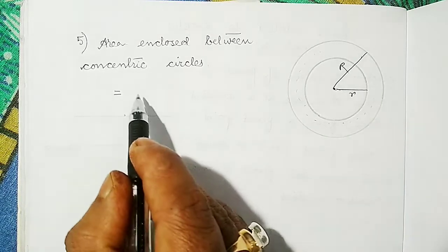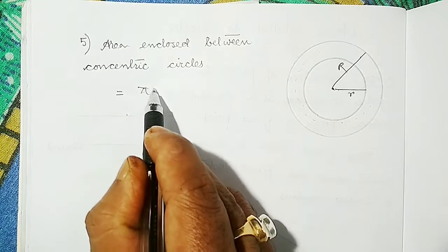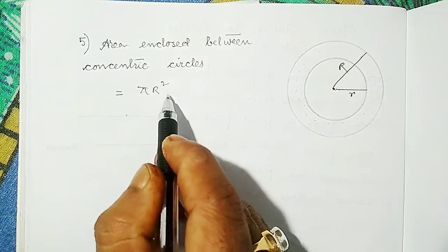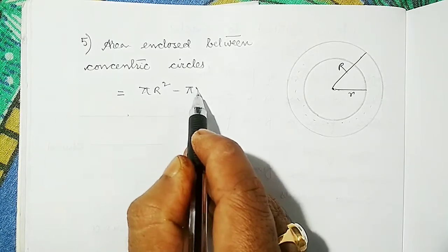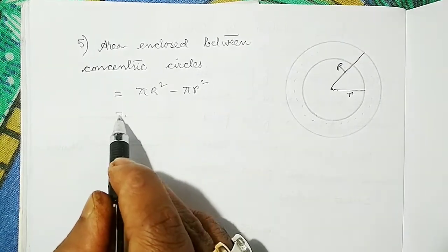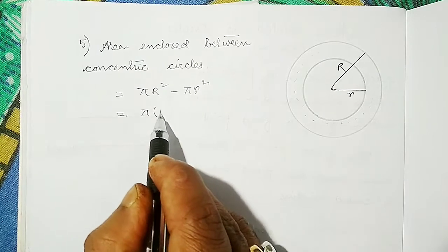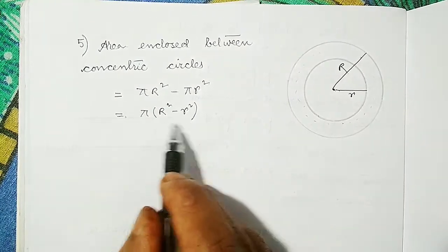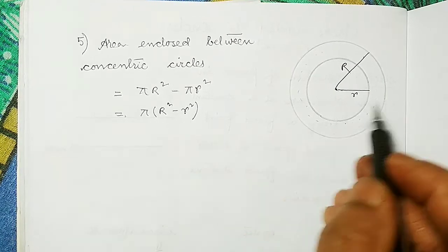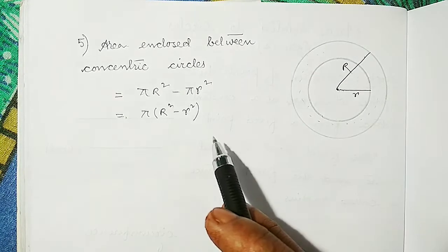So we can write the formula as pi capital R square, because capital R is the radius of the outer circle, minus the area of the smaller circle. So if I take pi common, we are left with R square minus small r square. So this is the area enclosed between concentric circles. I hope this formula is clear.